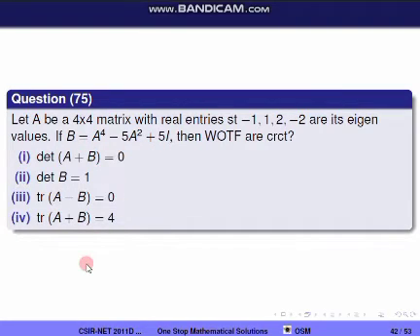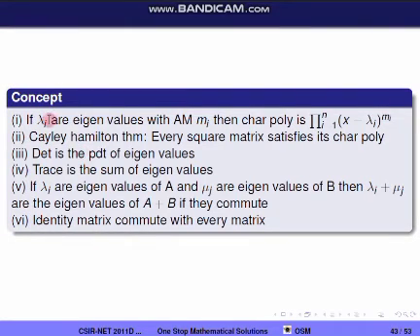So we look into the concepts used. If lambda i are eigenvalues with algebraic multiplicity mi, then the characteristic polynomial is the product over i equal to 1 to n of (x minus lambda i) whole power mi. And the Cayley-Hamilton theorem states every square matrix satisfies its characteristic polynomial.